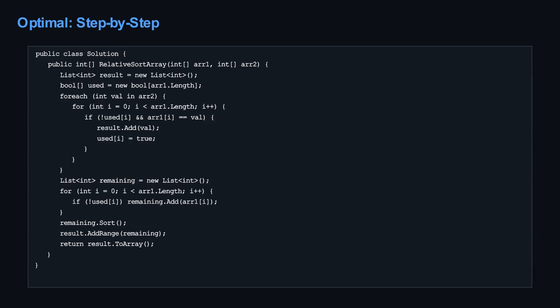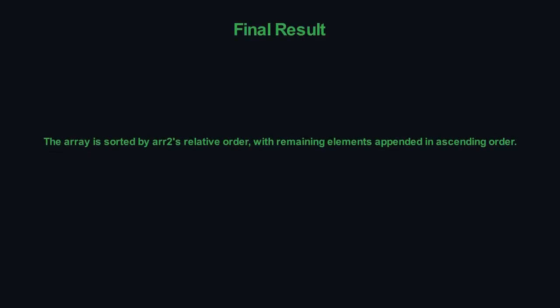Next, 1 from R2. Count for 1 is 1, so we add 1: 2 2 1. Count for 1 becomes 0. Next, 4 from R2. Count for 4 is 1, so we add 4: 2 2 1 4. Count for 4 becomes 0. Now R2 is exhausted. We scan our count array from 0. Only 3 has a non-zero count of 2, so we add two 3s to our result: 2 2 1 4 3 3. Our final sorted array is 2 2 1 4 3 3.